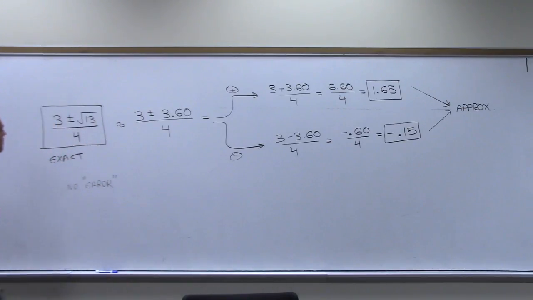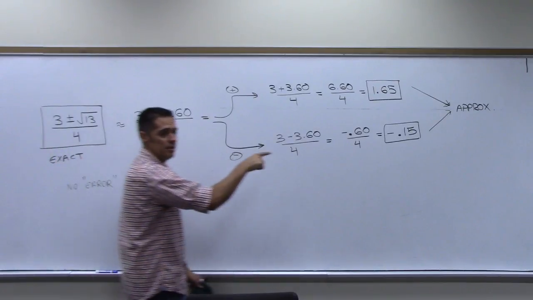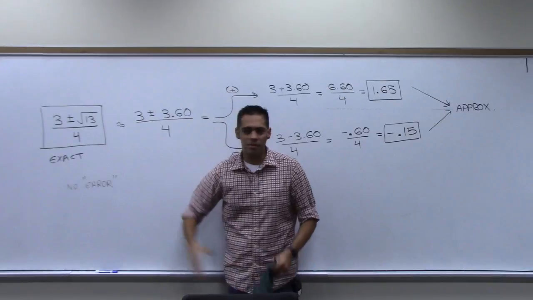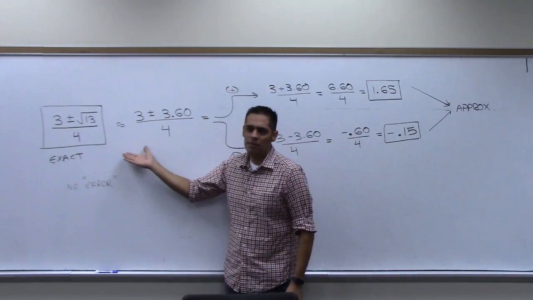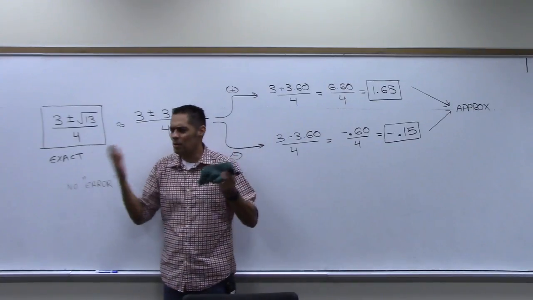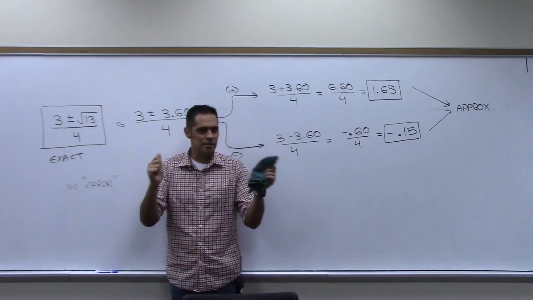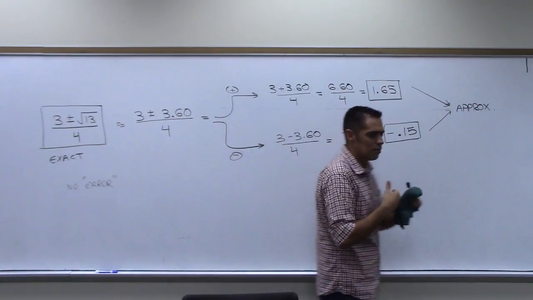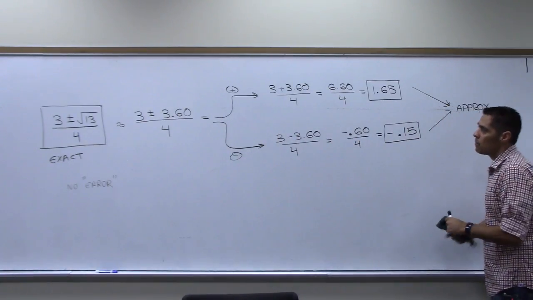All right, understand the difference between the two answers? Exact, precise, perfect answer, approximations. But we are going to use these today, all right? Because I bet when you looked at that, you had no idea that that was 1.65, all right, and negative 0.15. You look at this, you could really have no clue that those numbers even were close to those, right? So we use this because it's easier to visualize what they are.